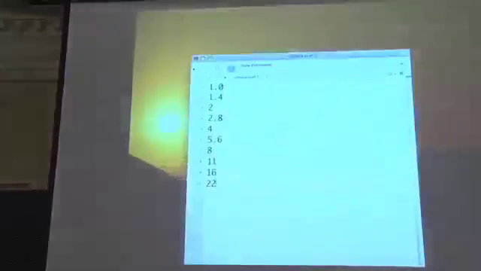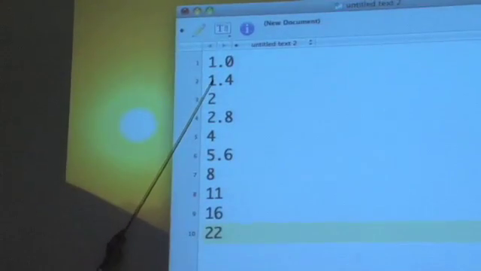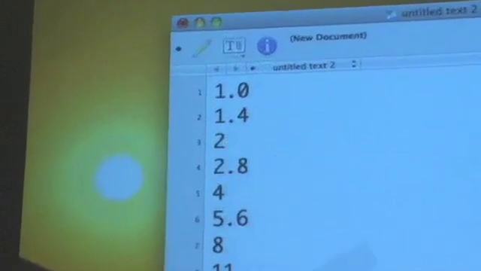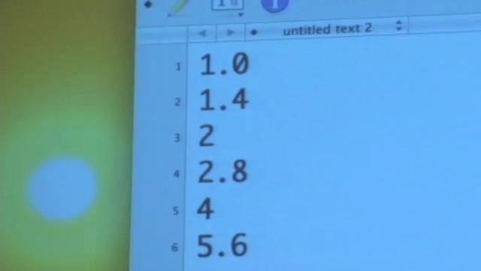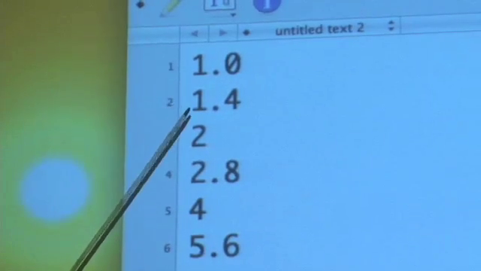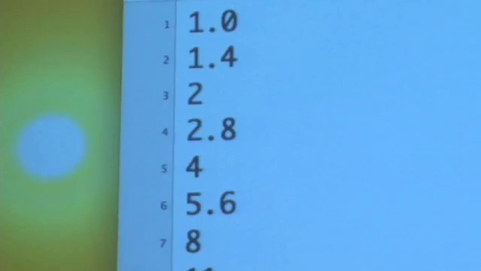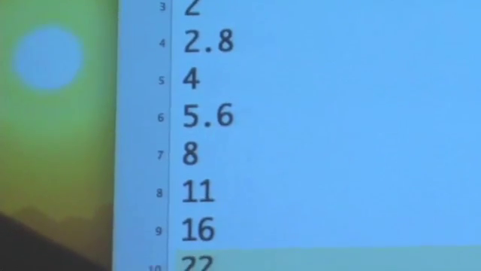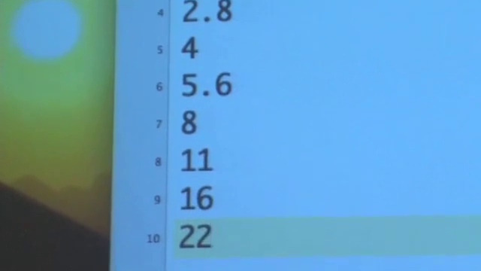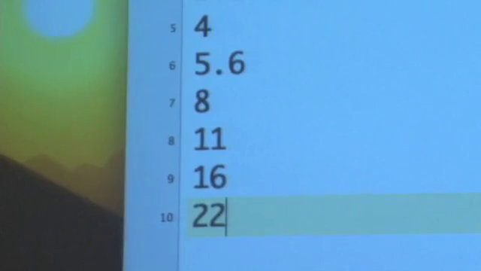But there's a very easy way to remember this, and that is to memorize these first two numbers, 1.0 and 1.4. Just remember those. And then double each one. So you double the first one first: 1.0 times 2 is 2. Then you double the next one: 1.4 times 2 is 2.8. And you just keep going. 2 times 2 is 4. 2.8 times 2 is 5.6. 4 times 2 is 8. 5.6 times 2, and then they round a little bit, is about 11, so on and so forth.